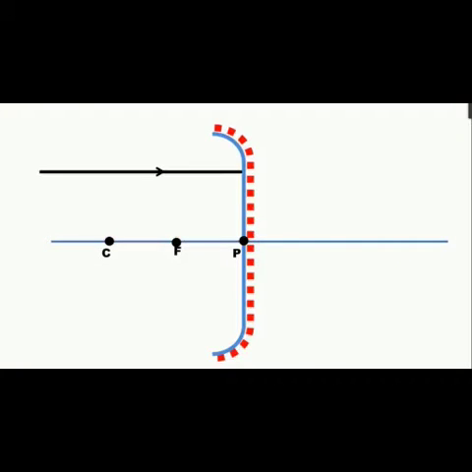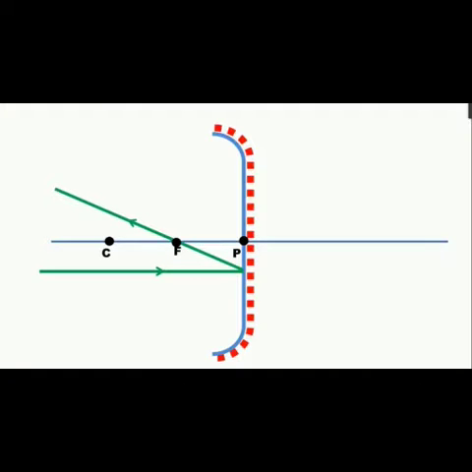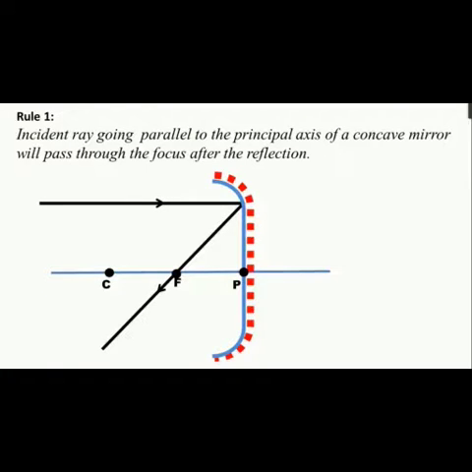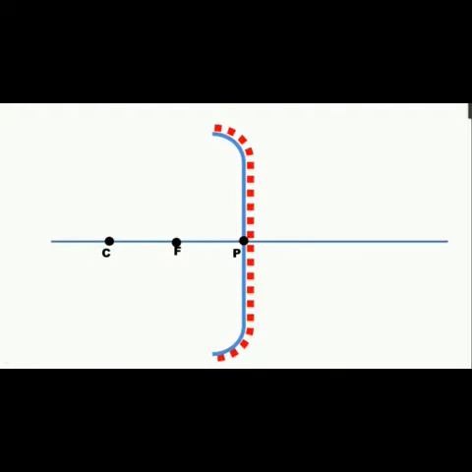When we send a parallel ray to a concave mirror, it passes through the focus. The next ray is also passing through the focus, and one more ray is also passing through the focus. So rule number 1 is: a ray going parallel to the principal axis will pass through the focus. And this is rule number 2.